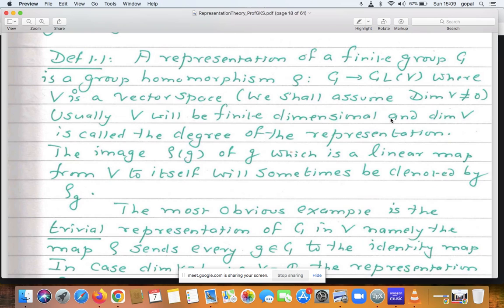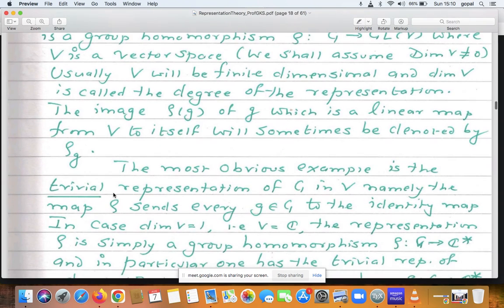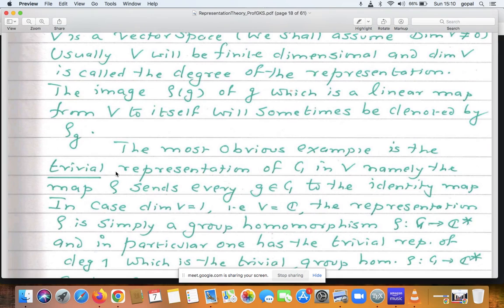Now, if rho is a group homomorphism, then the value of rho at g, so rho(g), will sometimes be denoted by rho sub g. This is very common because we want to think of rho(g) as a linear transformation from V to V. So the g has been sent downstairs as a subscript, so that I can use rho sub g as a function from V to V. The most obvious example, of course, is the trivial representation where everything goes to the identity operator. So rho sends every little g to the identity map from V to V.